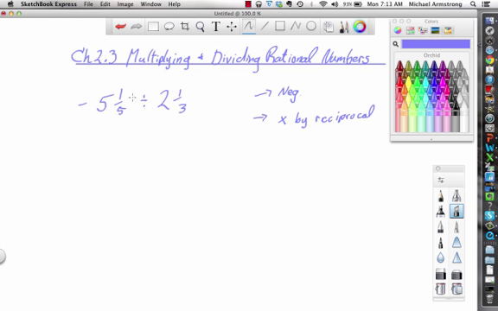The second thing we have to remember is when we divide fractions, we have to multiply by the reciprocal. So those are two little things we just have to remember from before. We have to remember how to work with fractions, change a mixed number to an improper fraction. So we're going to do that.